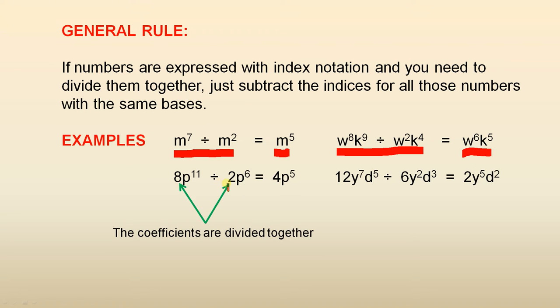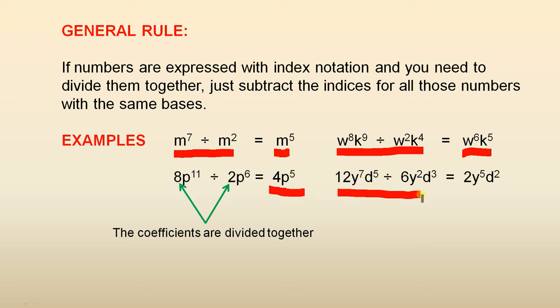For this calculation here, you are allowed to divide the coefficients. So 8 divided by 2 gives you 4. P to the power of 11 divided by P to the power of 6. There's your P. And 11 take away 6 gives you 5. So the answer is 4p to the power of 5.